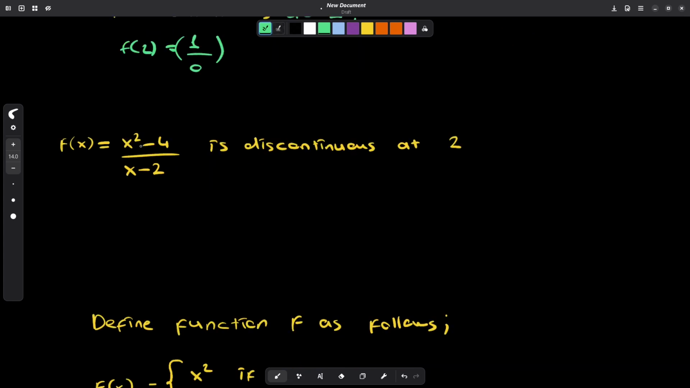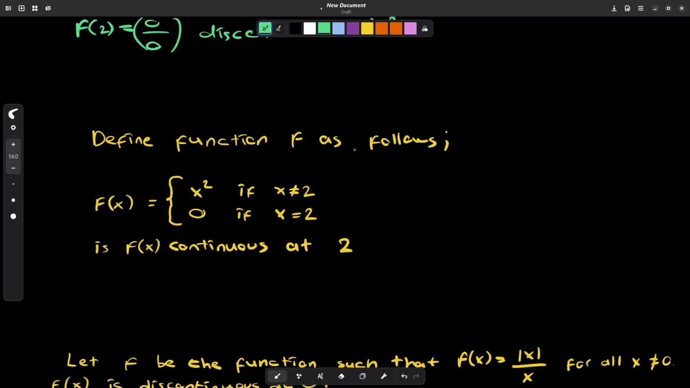f(x) equals x squared minus 4 over x minus 2 is discontinuous at 2. Why? I don't have the graph this time, so I have to check the limit and the function. If one of the conditions fails, that's it for us. We will just say this is discontinuous at this point. x squared minus 4 over x minus 2 is clearly 0 over 0 form at 2, so f(2) is not defined, therefore this is discontinuous at 2.